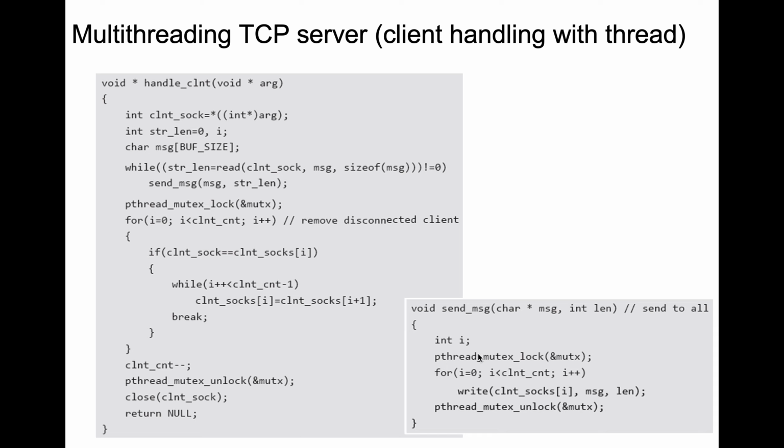We are locking and then unlocking, because this is also shared. The client socket is shared between the threads. I apologize, it's not processes, it's threads. Therefore, we are locking the mutex, transferring the message to all clients, and then unlocking. So basically, after this, any client can disconnect.